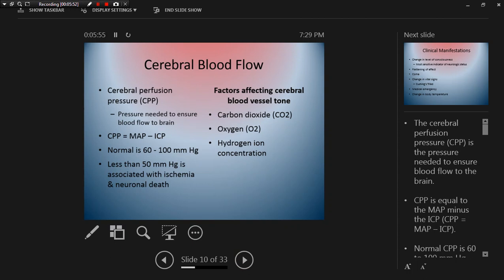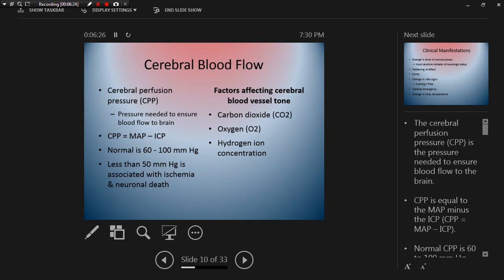All right. So cerebral blood flow, cerebral perfusion pressure, very similar to when we talk about tissue perfusion in patients who have shock. It's the pressure needed to ensure blood flow to the brain to make sure that we have aerobic metabolism and that we're not leading to ischemia and infarction. So we need an adequate cerebral perfusion. And so how do we get that? Well, it's our mean arterial pressure minus our intracranial pressure.